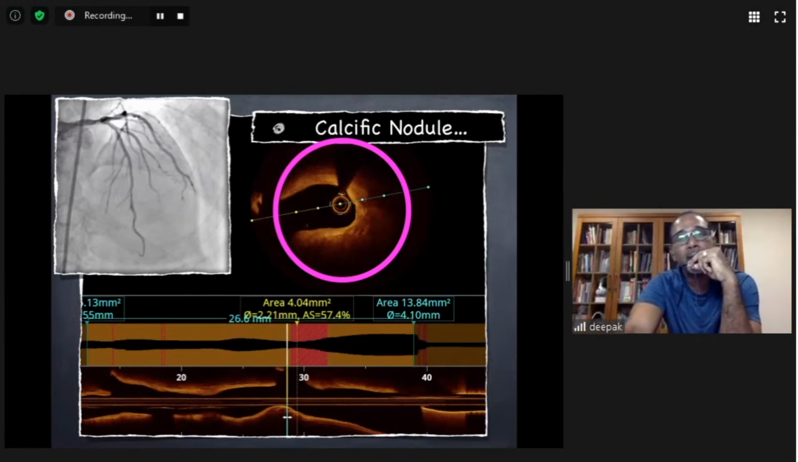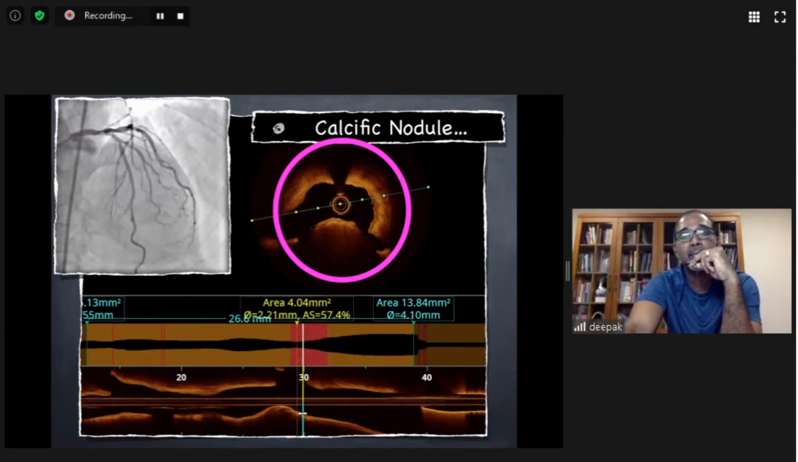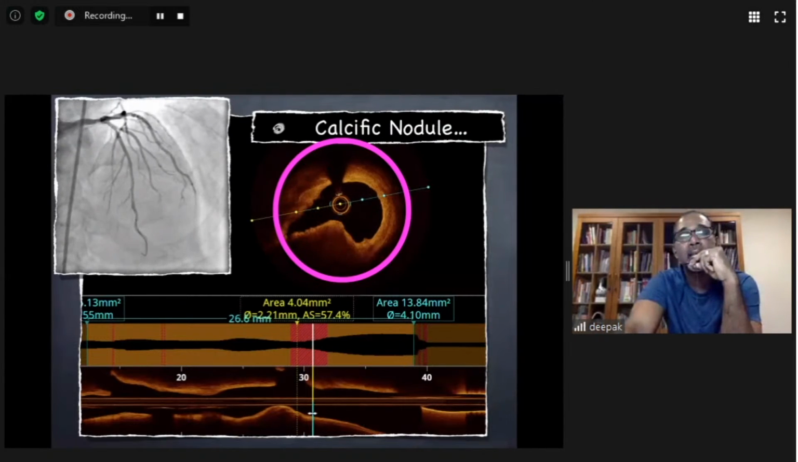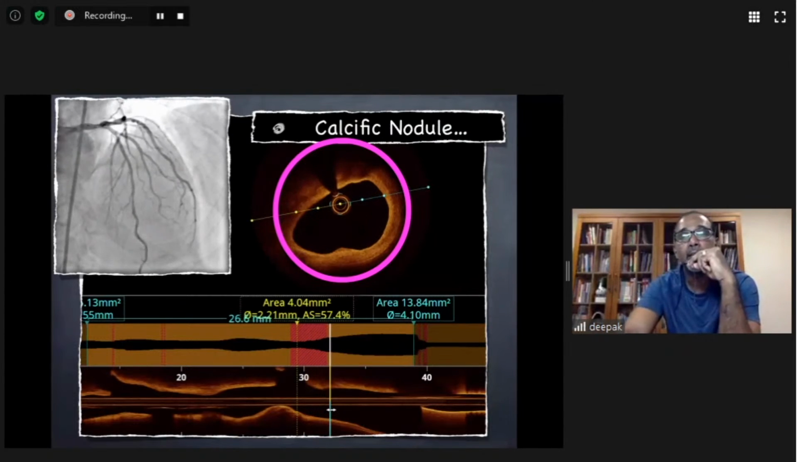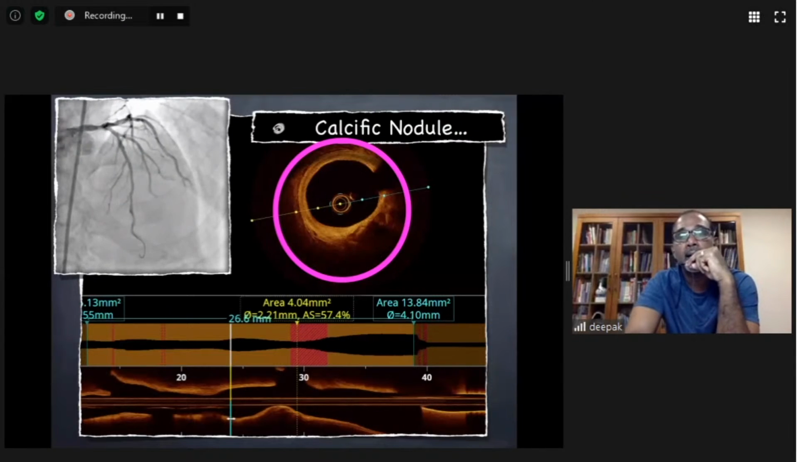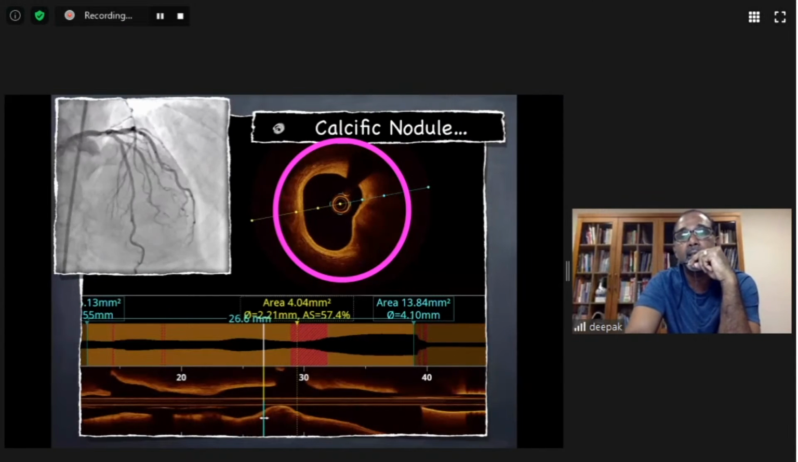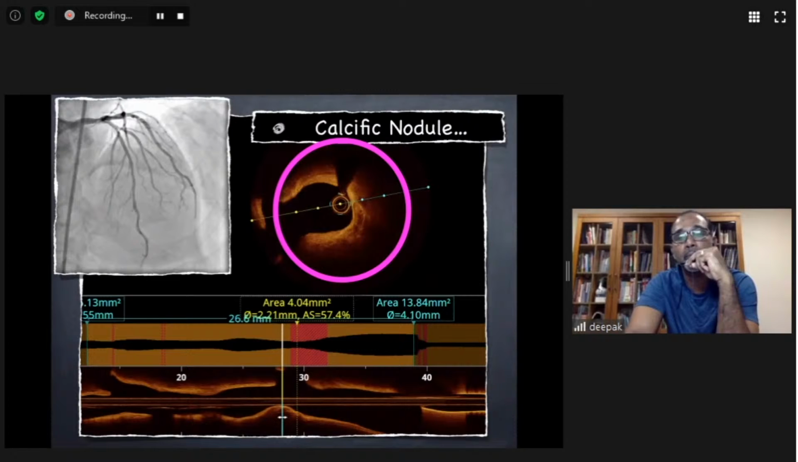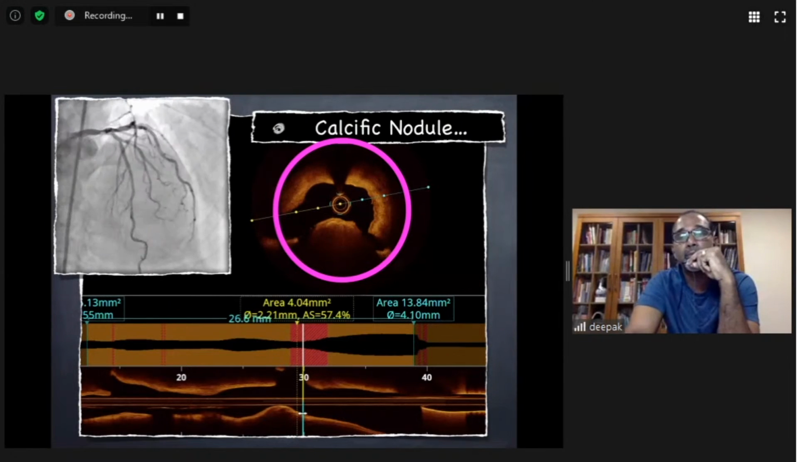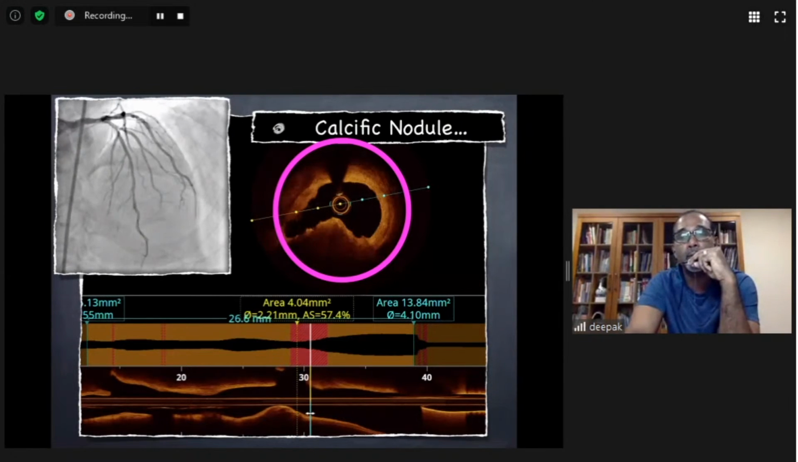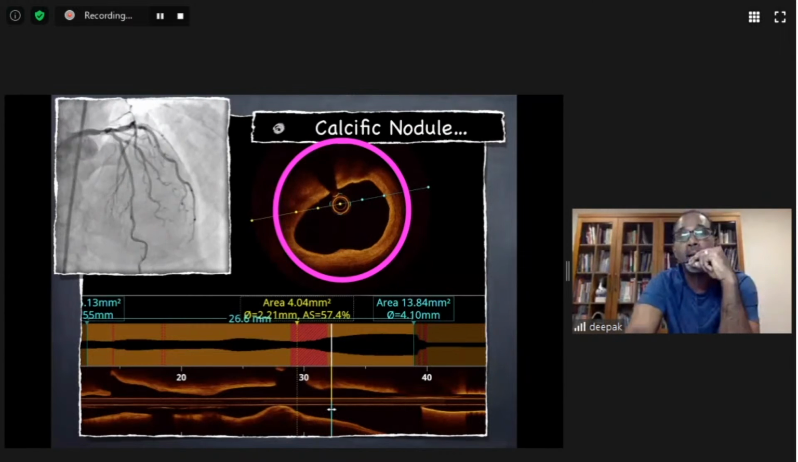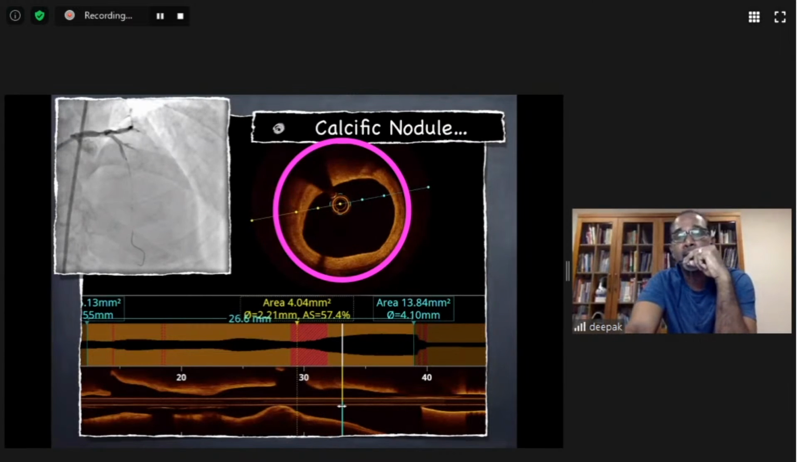Now coming back to our patient, this is the first run from the LAD back into the left main. If you could concentrate here in the short axis, in the cross-sectional view, you can see at 3 o'clock position there is a significant amount of calcium. At 6 o'clock position, now you're seeing a significant amount of calcium. I can show you the frozen images also.